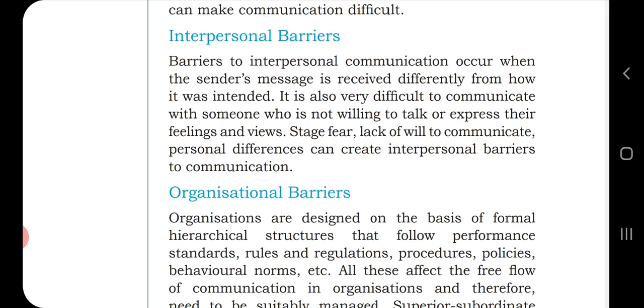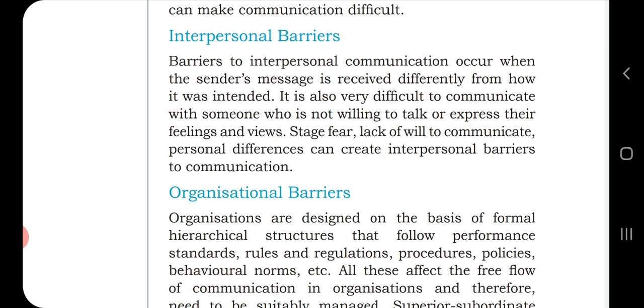It is also very difficult to communicate with someone who is not willing to talk or express their feelings and views. As we now know from the communication cycle, it is a two-way process. You speak something, the other person gives you feedback. He first receives the message, then gives the feedback, and then you come to know how your communication is going on. But if somebody is not willing to talk or express their feelings and views, then it is very difficult to communicate with such people.